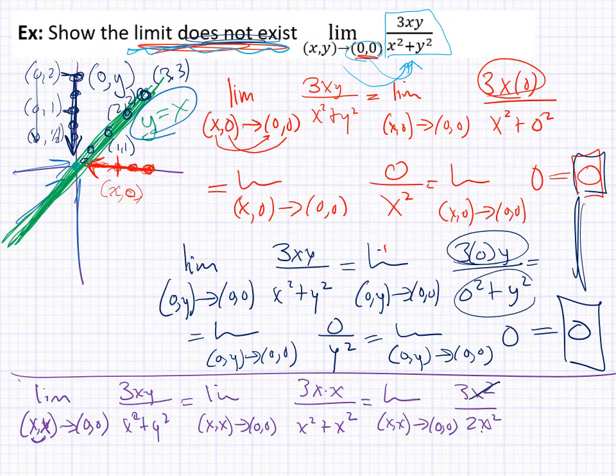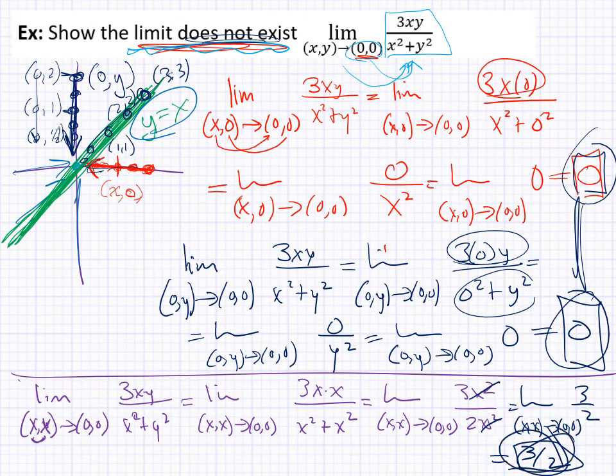Notice these x squareds can cancel, so I have the limit as x approaches 0, 0 of 3 over 2. Still just a constant, and the limit of a constant is that constant, which in this case is now 3/2. Well, guess what? We just got a different value that the function's approaching on that path than on these other two paths. So the limit from the x-axis and the limit from the y-axis may equal each other, but the limit as we approach along the y equals x line is not the same. And therefore, since these two directions are not the same, the limit doesn't exist.